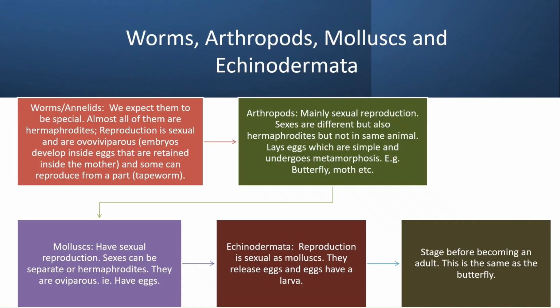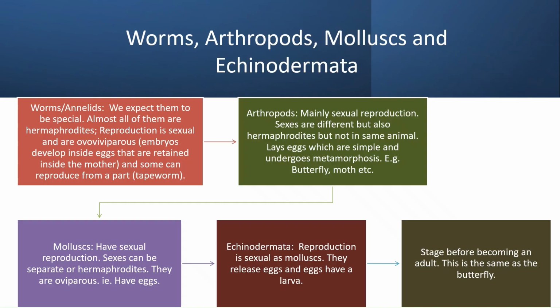Let's look at worms, arthropods, mollusks, and echinoderms. Worms, also called annelids, we expect them to be special. Almost all of them are hermaphrodites, that is, reproduction is sexual, and are oviparous, that is, embryos develop inside eggs that are retained inside the mother. And some can reproduce from a part, like the tapeworm.